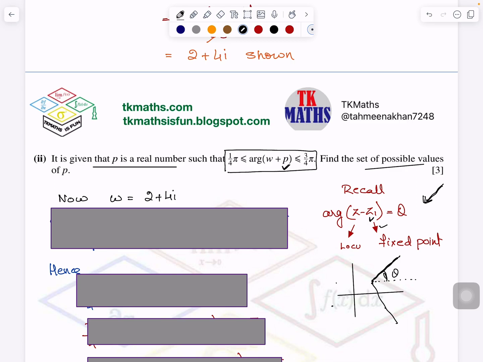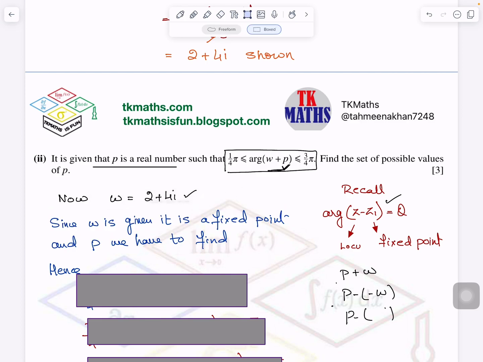So let's start with this part of the question. It is very important that you recall the basic concept here, okay? Now, if I see in the question, it is given here w plus p, right? And w, the complex number, is given to you. So I can write it as p plus w. I'm trying to bring it into this form. So it will become p minus minus w, right? z minus z1, just like that. Then it will be p minus, and your w will be minus 2 minus 4i.